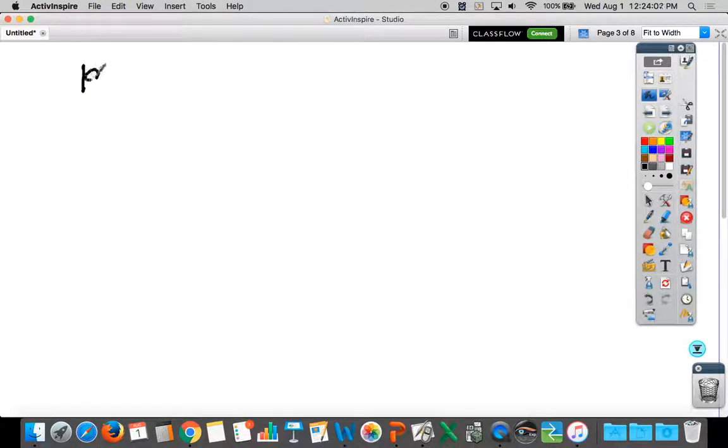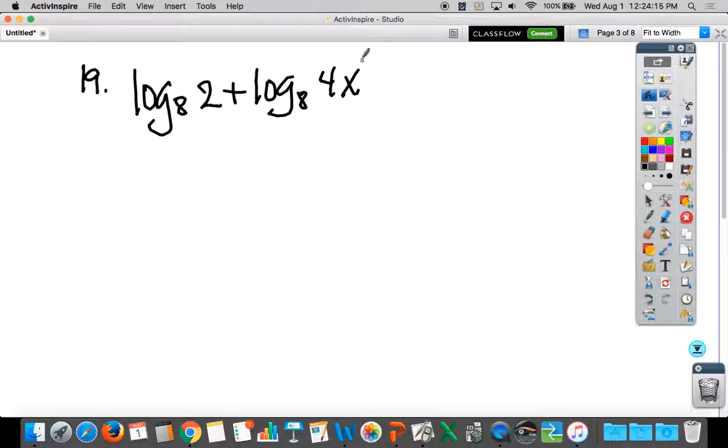All right, I think 19 was the next one. Again, we have more than one log on the left side. It's being separated by a what? Plus. So I need to rewrite it as a single log, and a plus tells me I do what to these two things? Product, property, or multiply. So 2 times 4x squared is 8x squared.